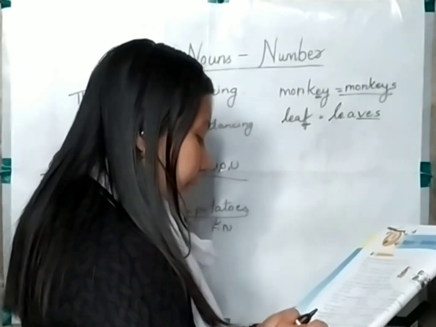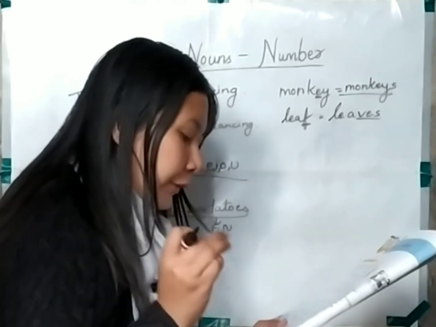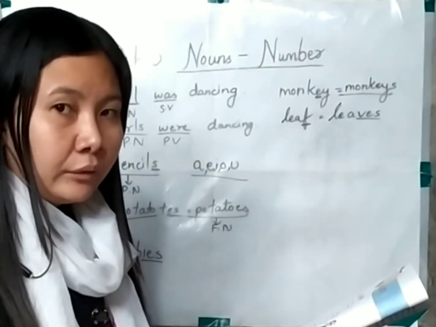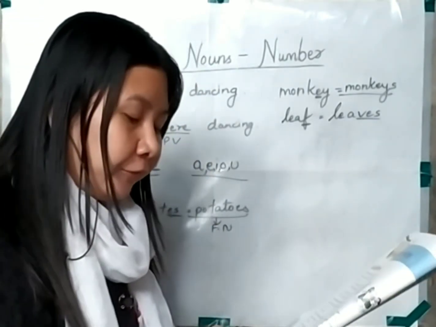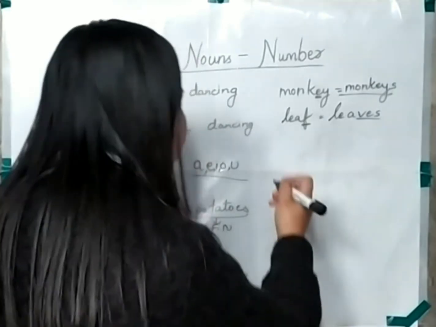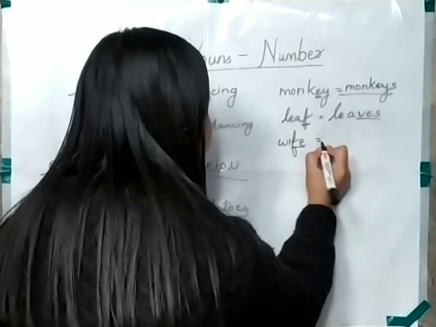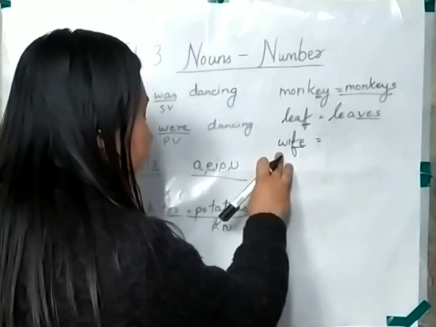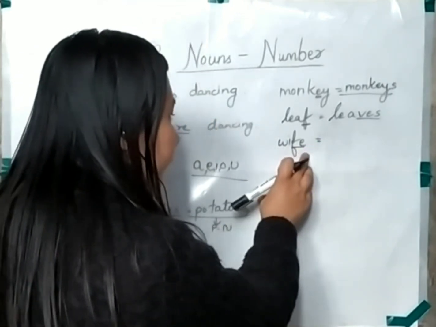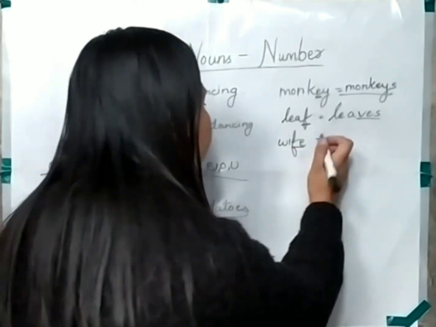Similarly, it's mentioned over here that if we have a singular noun that's ending in fe, then we need to change it into ves. Let's take this example, wife. You can see the singular noun is ending in fe. So what do we do? We replace this fe with ves.